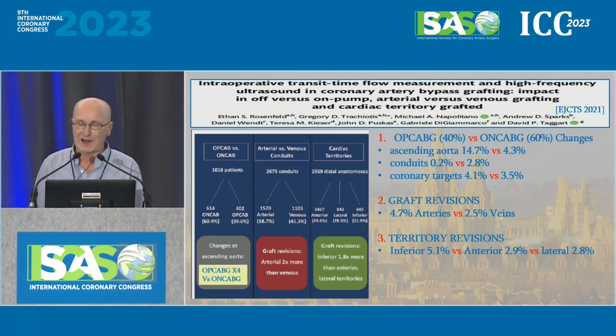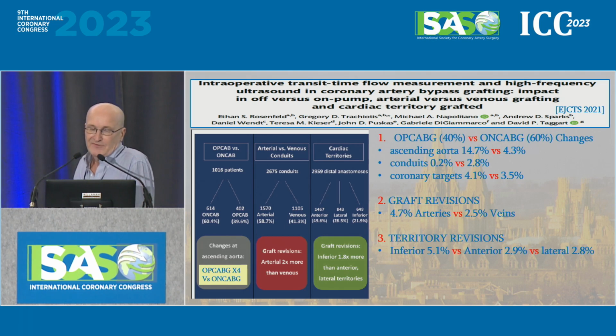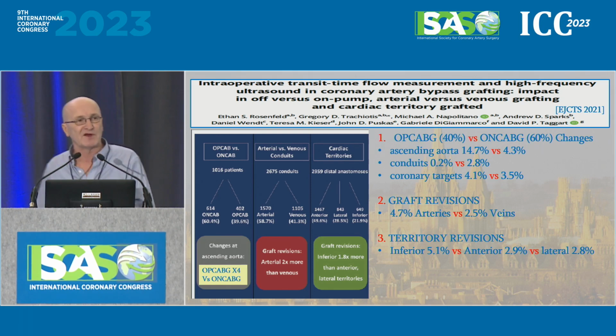And we found that for off-pump surgery, assessment of the ascending aorta led to changes in almost 40% of the strategic maneuvers to manipulate the aorta. For the ascending aorta, 14.7% off-pump versus 4.3% on-pump, conduits 0.2% and 2.8% respectively, and for coronary targets, 4.1% and 3.5%. In terms of graft revisions, and bearing in mind these were quite experienced surgeons, these were not novices, 4.7% of all arterial grafts were revised and 2.5% of vein grafts.